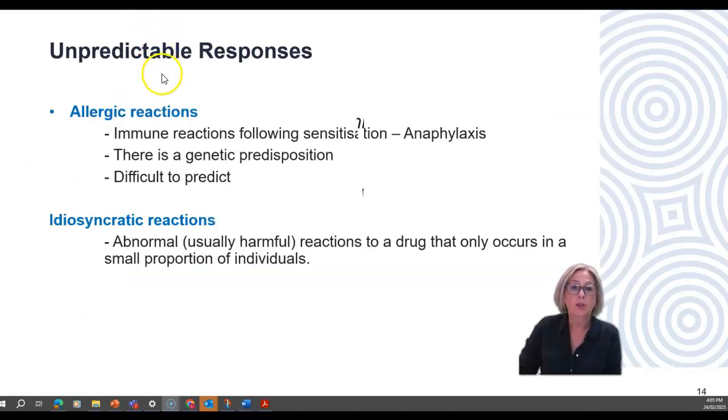Unpredictable responses, including allergic reactions, can occur to some medications also. I'm sure that you've heard that some people are allergic to an antibiotic called penicillin. An allergic reaction is an immune reaction following sensitization to the particular allergen, and in this case it's penicillin. And then on subsequent exposures to penicillin, that allergic or immune reaction becomes greater and greater the more times the person is exposed, and this can then unfortunately lead to a condition called anaphylaxis.